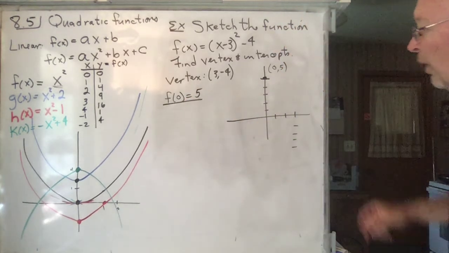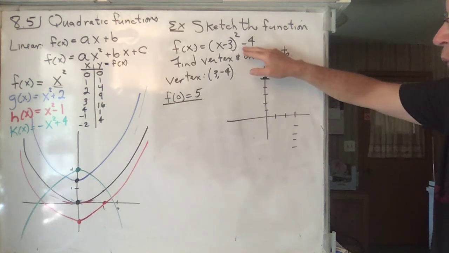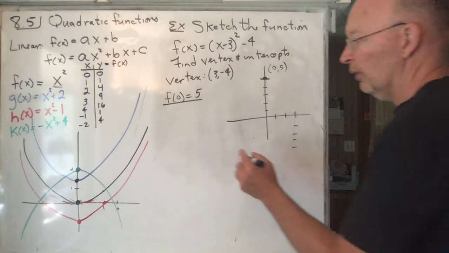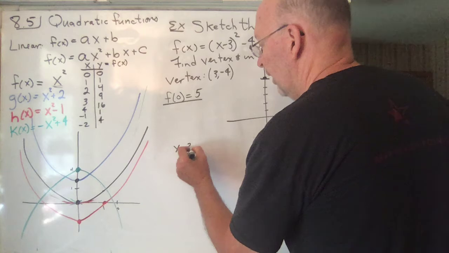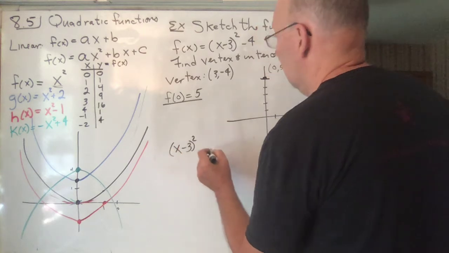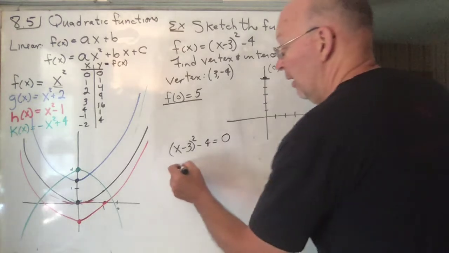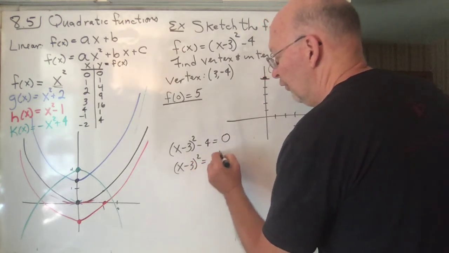Okay, now we want to find the x-intercepts. So I want to find out, when will this thing be 0? So one way to find out when it's going to be 0 is to say, well, x minus 3 squared minus 4 is equal to 0. So I can go x minus 3 squared is equal to 4.